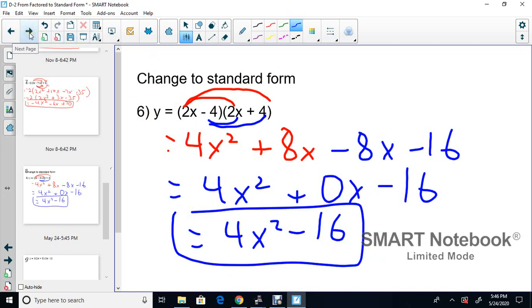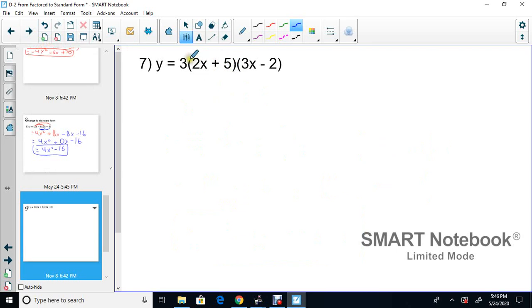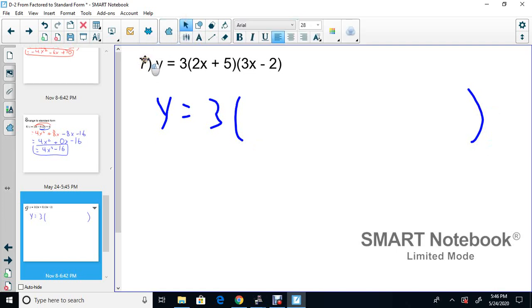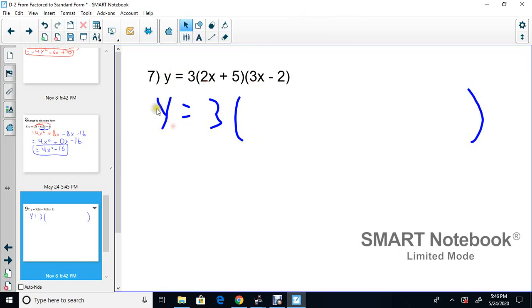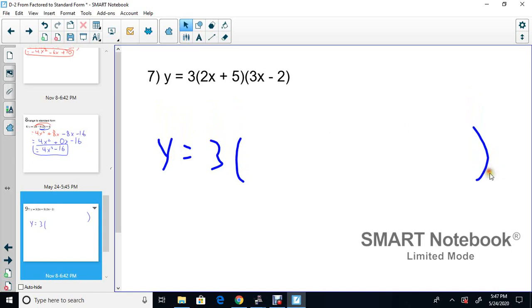Now number 7. Number 7 is a little harder. There's a 3 in the front. I'm going to follow the same steps. I'm going to go y equals 3. I'm going to have a huge bracket. And let's just maybe move this down a bit. And let's see if we can move this down with that other bracket there. So we have lots of room here. So 2 times 3x, 6x squared. 2 times negative 2, minus 4x.